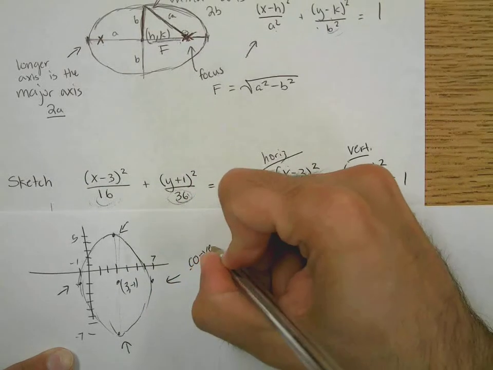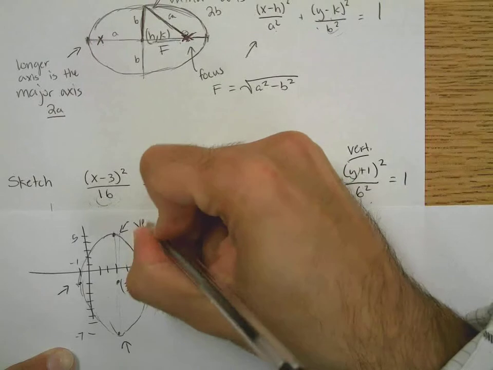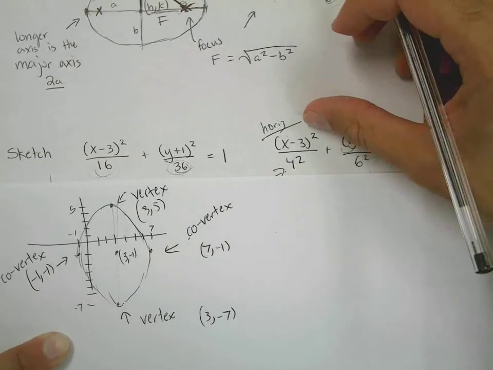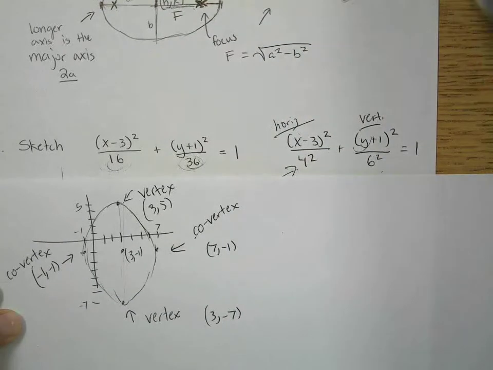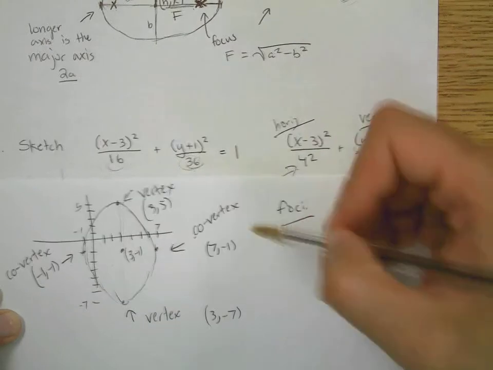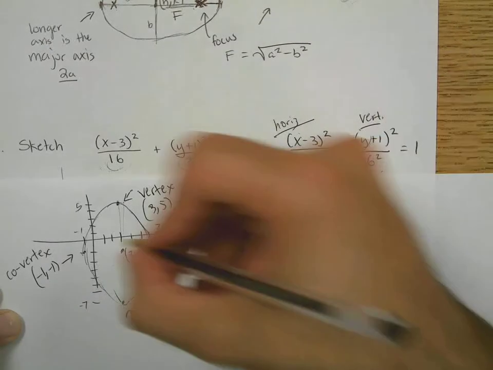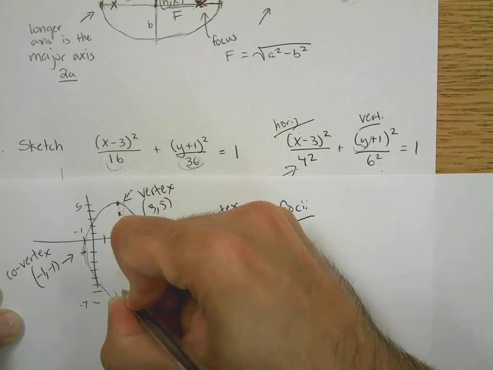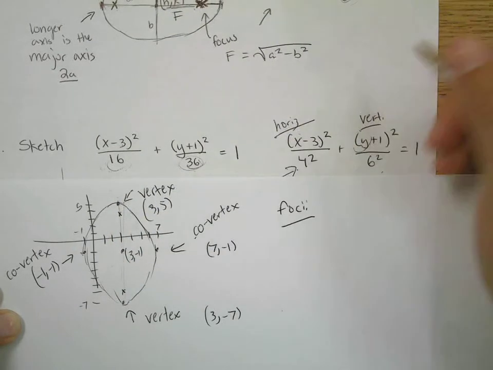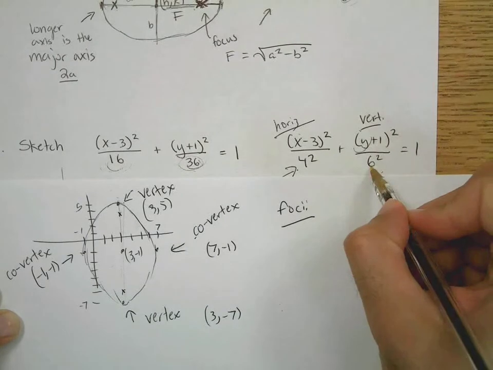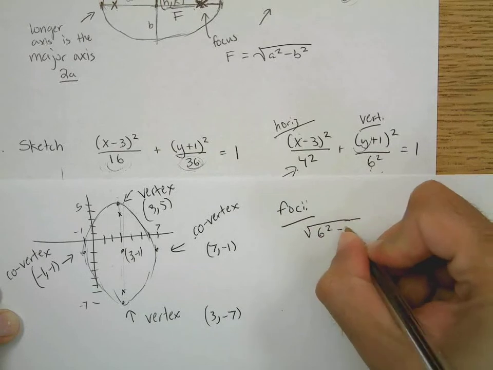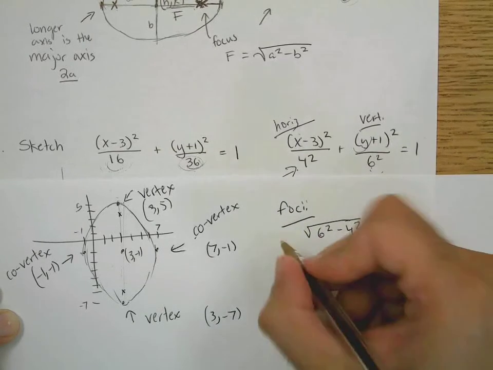Some more things about the foci, or the focus. The foci are always on the major axis. So they're going to be along that major axis line. And we can determine what they are, remember, by taking the square root of the larger one minus the smaller. So 6 squared minus 4 squared. That'll tell us the distance from here to here. So compute that. In other words, the distance from this point to this focus is the square root of 20 units.